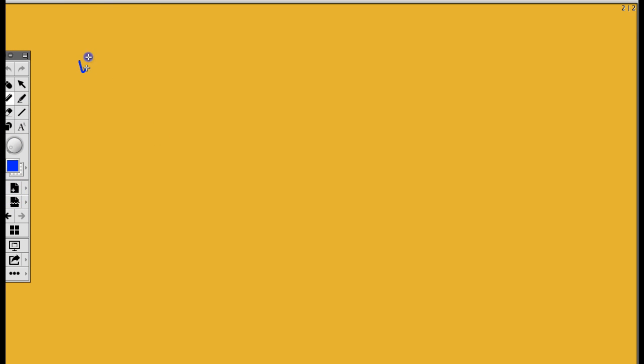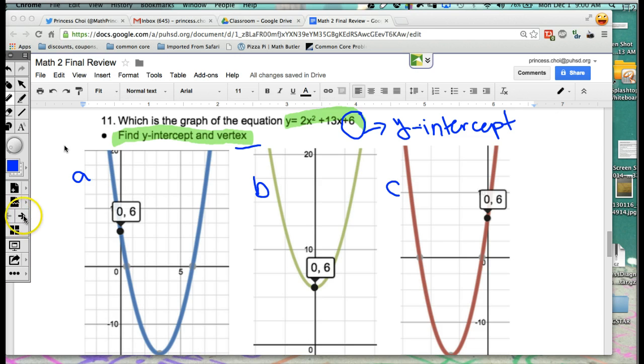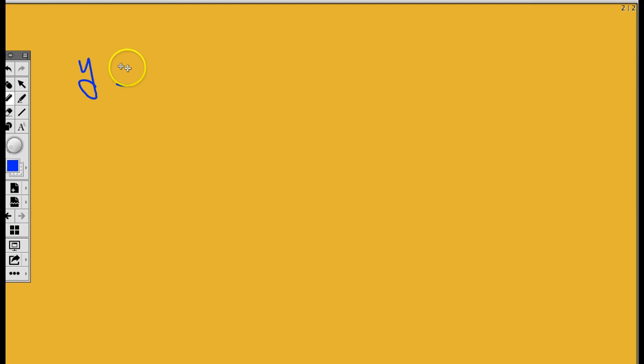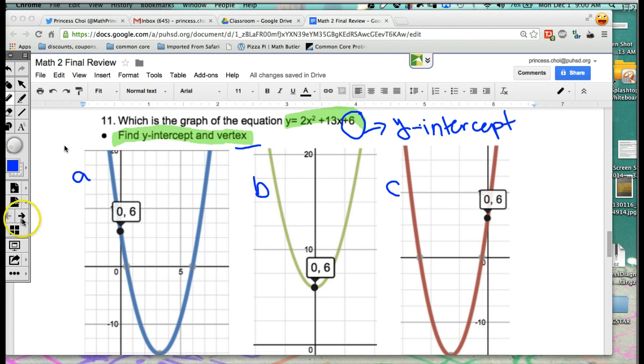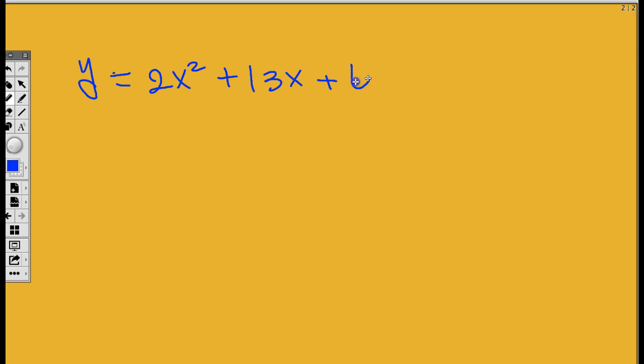Okay, so what I'm going to do right now is just write the equation down. 2x squared plus 13x plus 6, right? And we all agreed that the plus 6 is the y-intercept, right? Okay, now from here, what we're going to do is find the vertex. And instead of going through the very difficult way, you still have to know how to do it, but for this question, we're going to use the easy way.